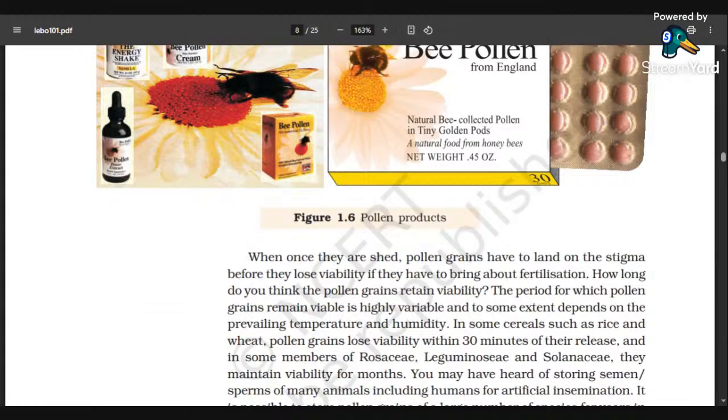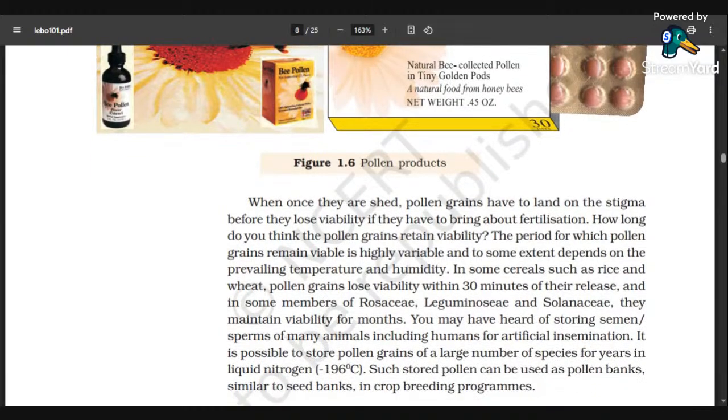Once they are shed, pollen grains have to land on the stigma before they lose viability. If they have to bring about fertilization, how long do you think the pollen grains retain viability? The period for which pollen grains remain viable is highly variable, and to some extent depends on the prevailing temperature and humidity. In some cereals, such as rice and wheat, pollen grains lose viability within 30 minutes of their release. And in some members of Rosaceae, Leguminosae, Solanaceae, they maintain viability for months.